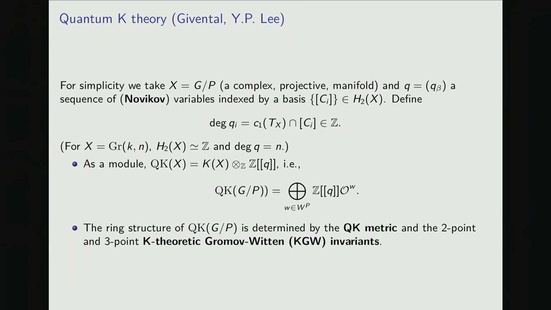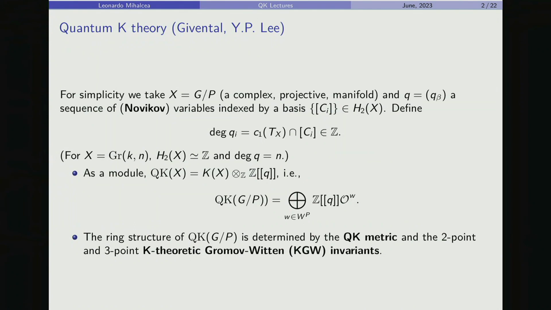So let me start by saying what quantum K-theory is. We're going to take G mod P, our usual partial flag manifold, and quantum K-theory uses some additional set of parameters. These parameters are indexed by a sequence of Qs, which corresponds to a basis of the second homology group of G mod P. In other words, you have a sequence of parameters which is indexed by the Schubert curves. For the Grassmannian, the rank of H lower 2 is 1, so you just have one Schubert curve. Everything else is a multiple of that Schubert curve.